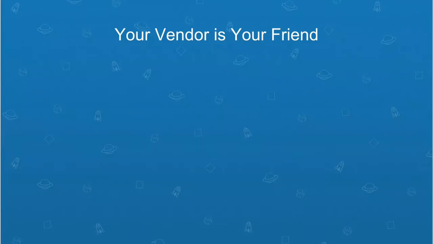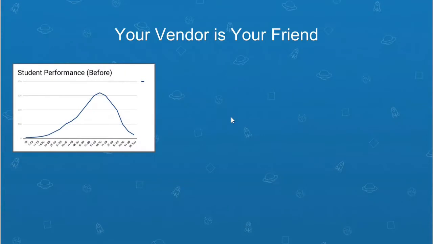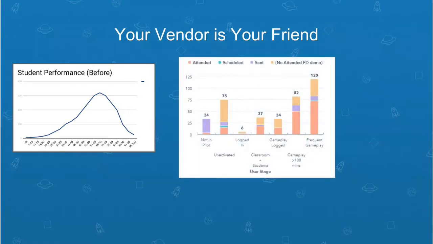For example, that baseline data. Chances are they have that data somewhere from other pilots, or maybe they collected the data themselves. If it's a digital resource, they're very interested in who's using it and how they're using it. So their usage stats or your usage stats could be easily retrieved from your vendor.